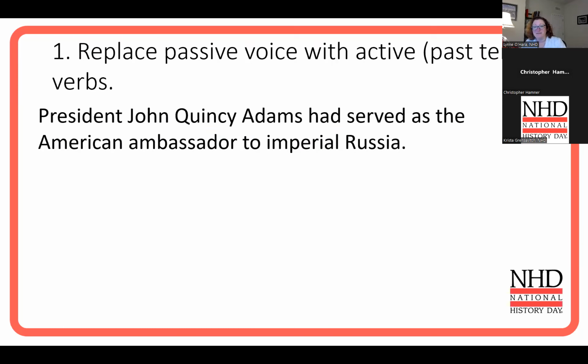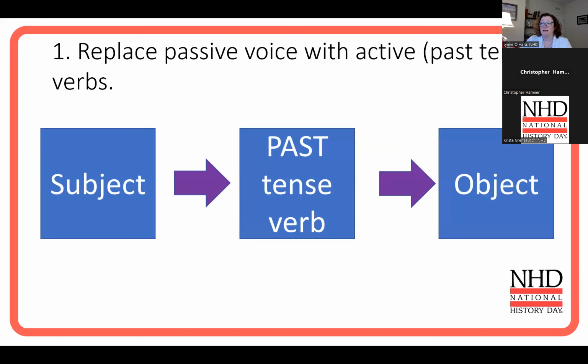Get rid of the passive voice. Go with past tense, but active verbs. We see lots of sentences like "President John Quincy Adams had served as the American ambassador to Imperial Russia." Totally true. But a simple way to transform your writing is to think about subjects, verbs, and objects, especially when you're tight on time.